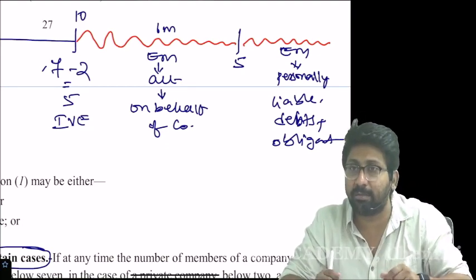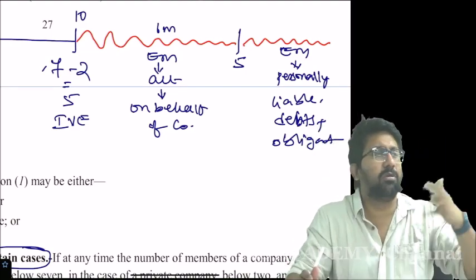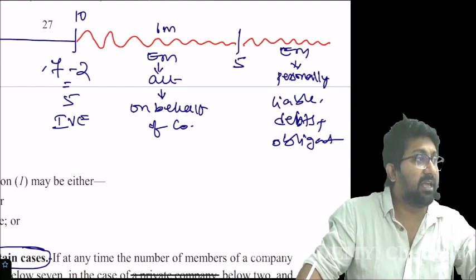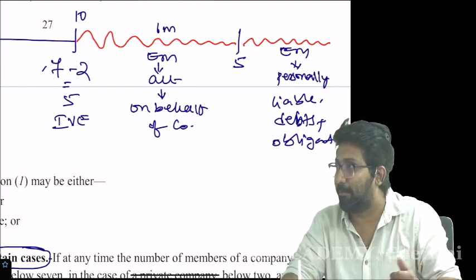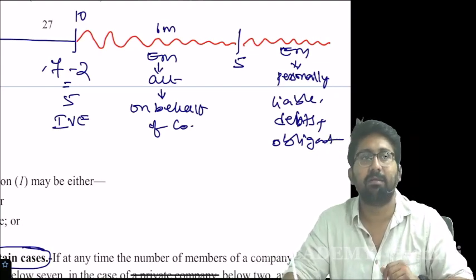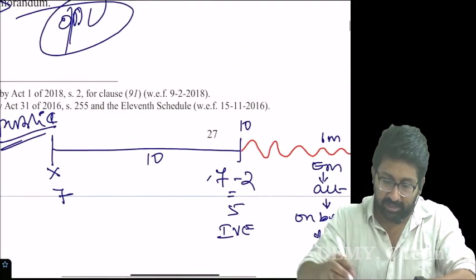Means who is not liable? Who is not liable? Everyone loudly, who is not liable? Why? The company is not there. Why will the company become liable? If the company is there, the company will become liable. This is not a company. I will do it like this.